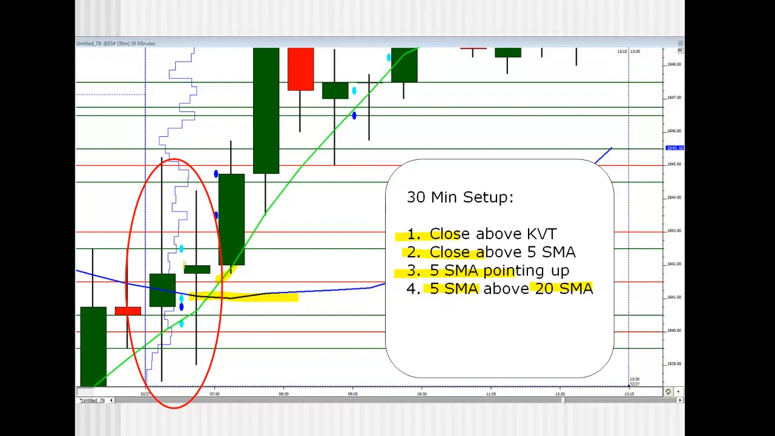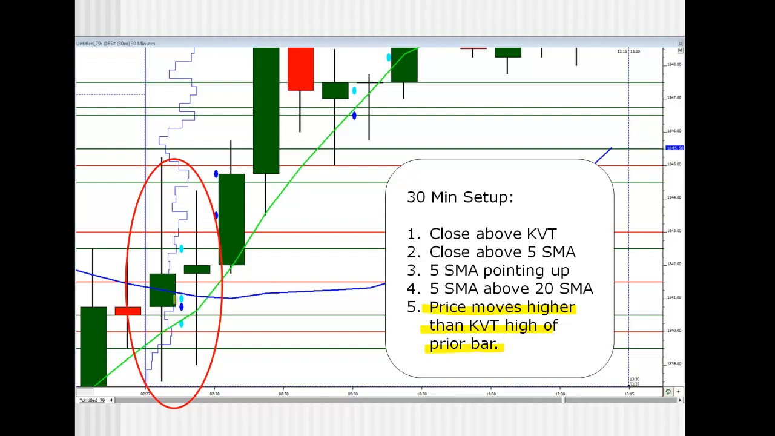I closed above my intense KVT activity. I'm closing above the simple 5 moving average. The 5 simple moving average is pointing higher, and the 5 simple moving average is above the 20 simple moving average. Now, there's one more item that we need, and that's a very important one. Prices need to move higher than the KVT high of the prior bar.